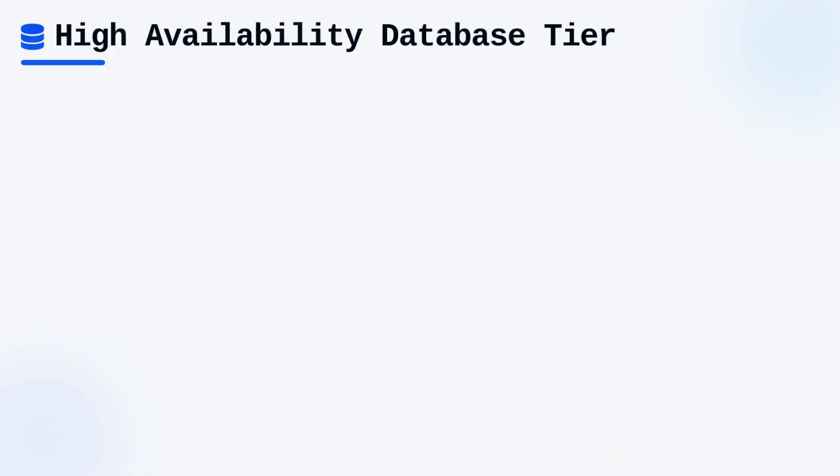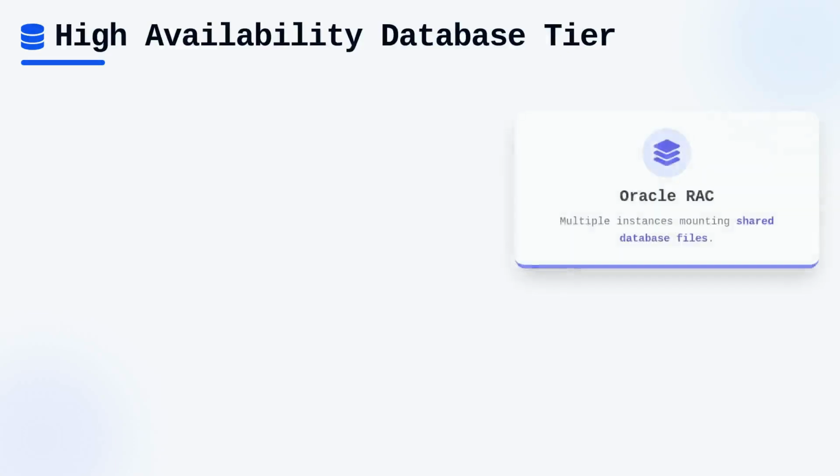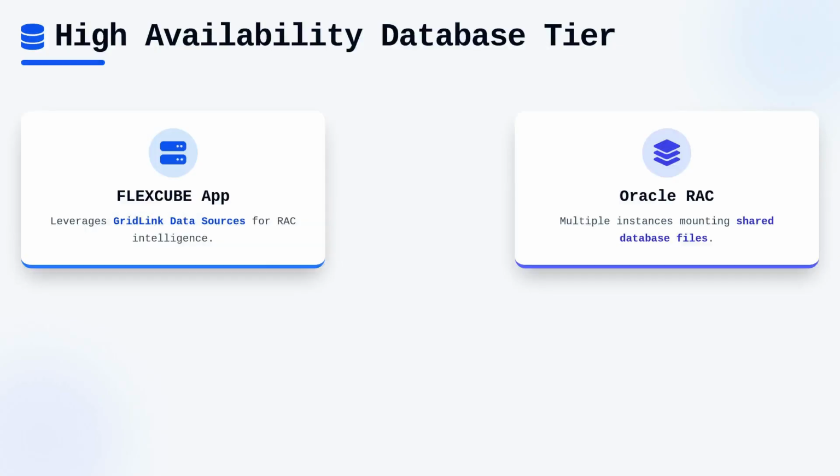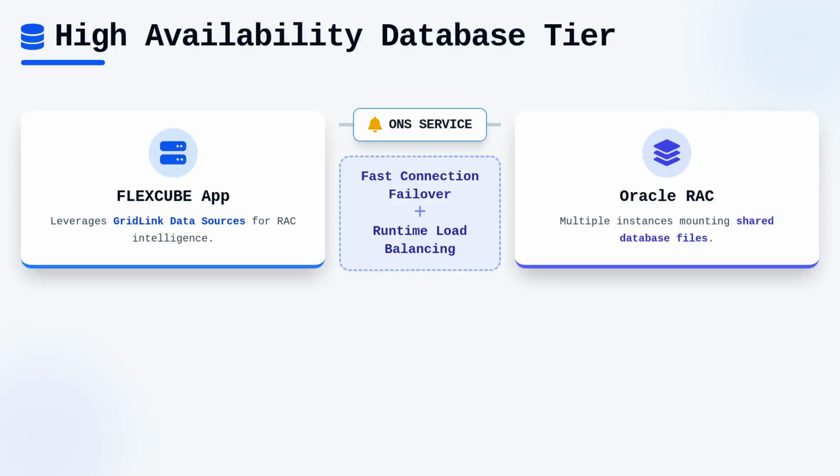Database tier is arguably the most critical component when considering the overall system availability of a banking platform. Oracle RAC enables multiple instances to mount the same database files, providing a level of resilience that standard single-instance setups simply cannot replicate. In a high-availability FLEXCUBE setup, the application server interacts with the database via grid-link data sources, which are specifically designed to be aware of the Oracle RAC configuration to provide fast connection failover and runtime connection load balancing. This means that if a database instance fails, the application is signaled immediately to move its traffic to surviving nodes, minimizing the window of downtime.